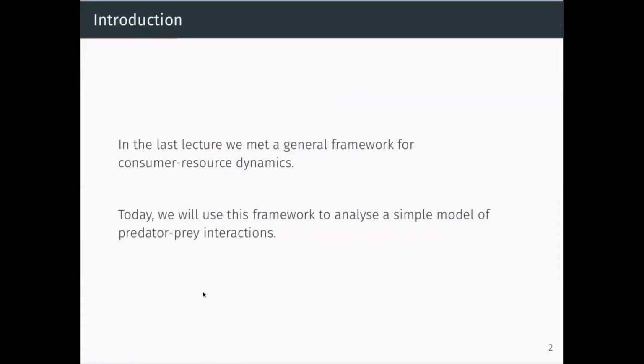Okay, so in the last lecture, we met the general framework for consumer resource dynamics. Remember, we have a resource that is being renewed at some rate, and this could be plants, it could be animals, it could be just nutrients coming into a chemostat. And we have a consumer that is consuming those resources. And this could be predators, it could be herbivores, it could be parasites. We want to model this asymmetric species interaction where one species is an exploiter or a consumer and the other is a victim or a resource. We're going to be focusing today on the idea of predator-prey interactions.